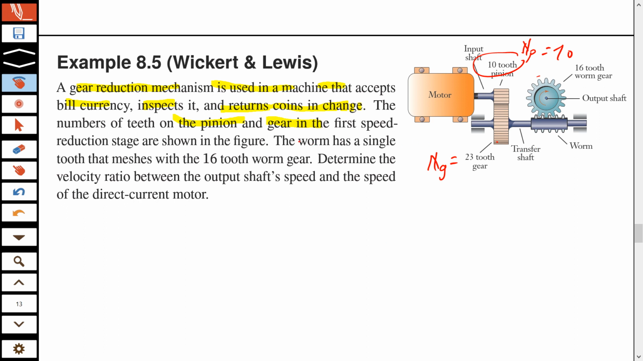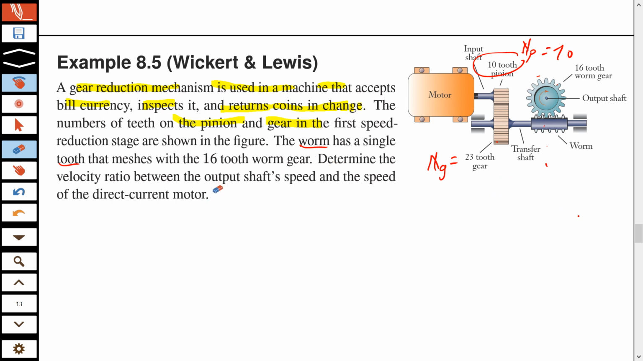अब इसके बाद क्या है? The worm, ये worm gear है, ठीक है? ये वाला complex shape जो है has a single tooth. देखो ना इसका, एक ही teeth जो है ना helical की तरफ जा रहा है. So it's a single tooth that meshes with a 16 tooth worm gear. यहाँ पे 1 to 16 रेशो मिल जाएगा, ठीक है? It can change the ratio from 1 to 16.